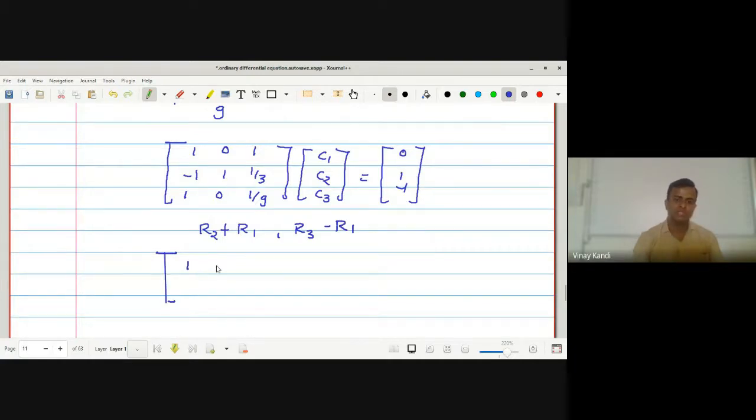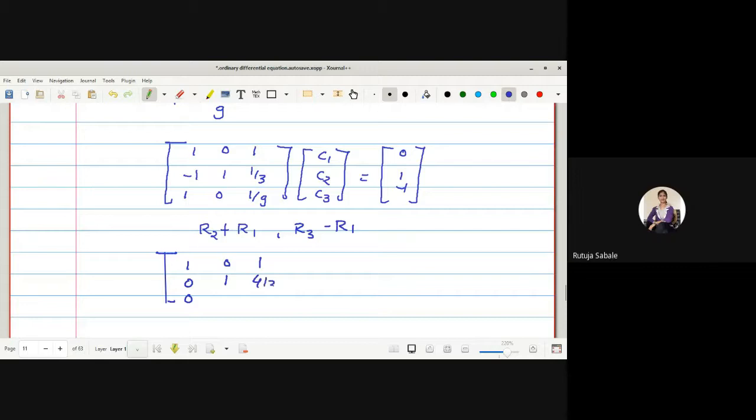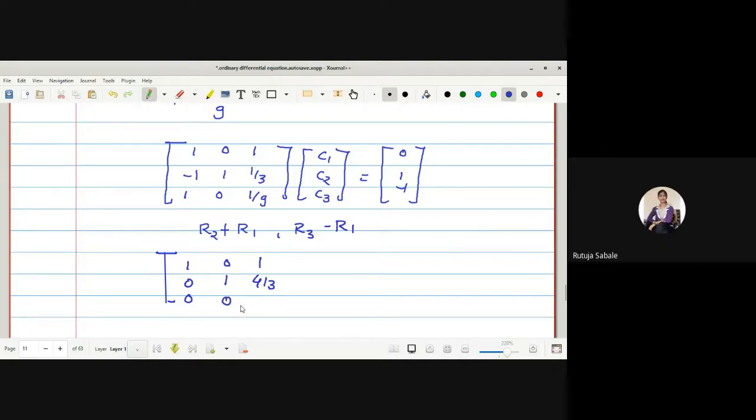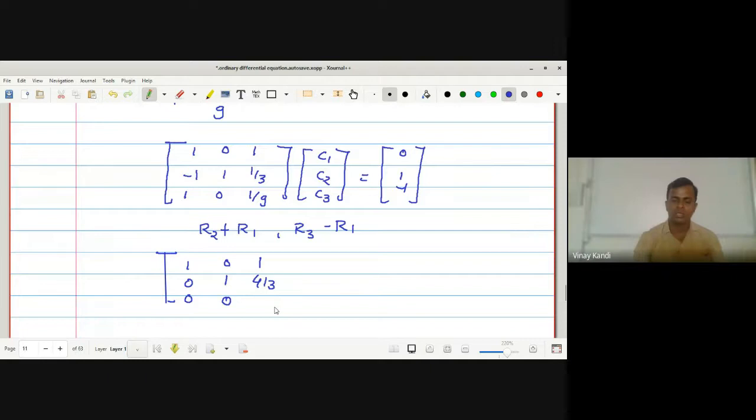first row as it is 1 0 1. 1 minus 1 plus 1, here we get 0. इथं ही 0 ना. 1 plus 0 1. 1/3 plus 1 4/3. Here we get 1 minus 1 0, 0 minus 0 0, 1/9 minus 1, 8/9. नक्की का -8/9. -8/9.